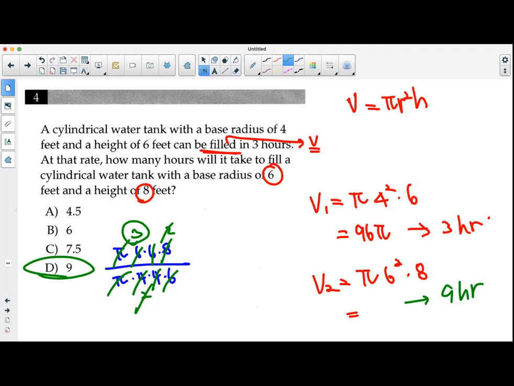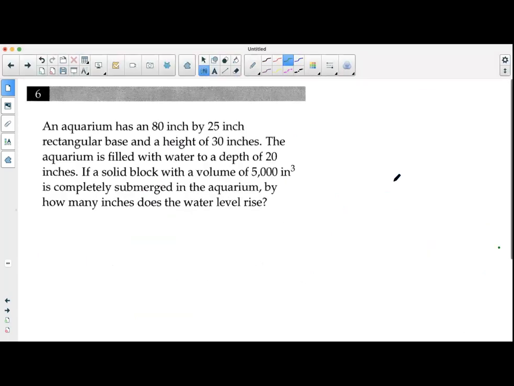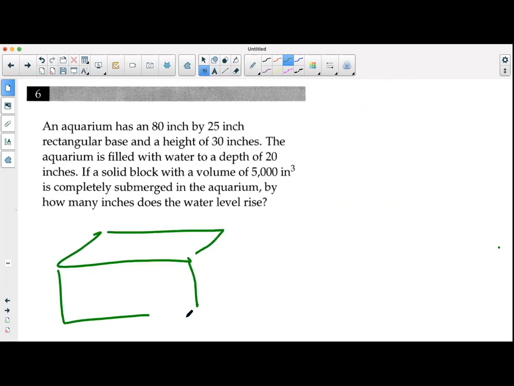Number 6. It says an aquarium has a rectangular base of 80 inches by 25 inches, and the height is 30 inches. So 25, 80, and then 30 inches. Okay. The aquarium is filled with water to a depth of 20 inches. Right now, it's filled to a depth of 20 inches.